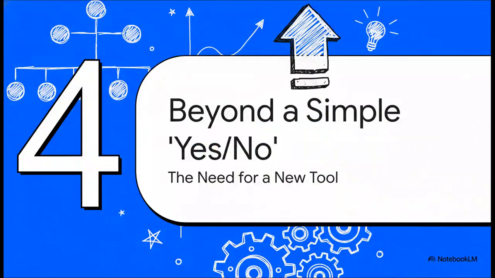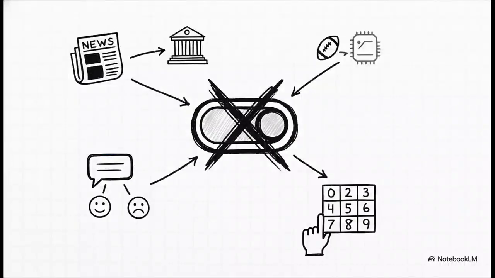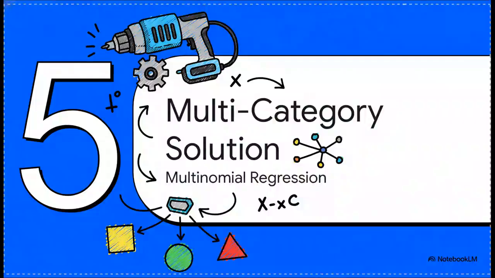Right. This is where we need to level up. We're moving beyond a simple yes or no and stepping into a world that's full of multiple categories, and that means we're going to need a new tool for our toolkit. For instance, classifying a news article isn't a yes or no problem, right? It could be sports, politics, or tech, or analyzing customer feedback. That could be positive, neutral, or negative. And trying to recognize a handwritten digit, you've got 10 options there, from 0 to 9. A simple binary tool just isn't going to cut it. So allow me to introduce the power tool for this kind of job. It's a natural extension of what we've just learned, and it's called multinomial logistic regression.